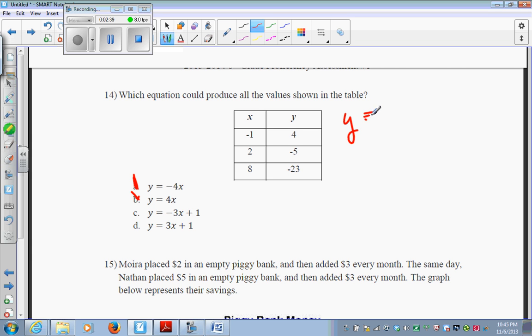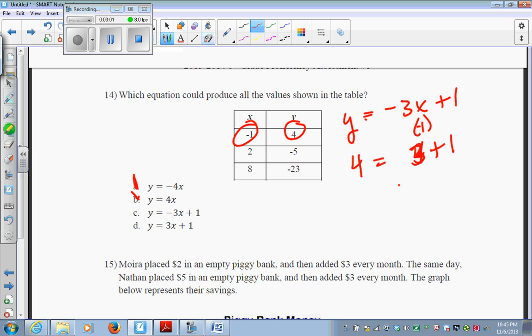So y is equal to negative 3x plus 1. So I'm going to put in negative 1 for x. So negative 3 times a negative 1 is a positive 3. Positive 3 plus 1 is a positive 4. So it works for that one.